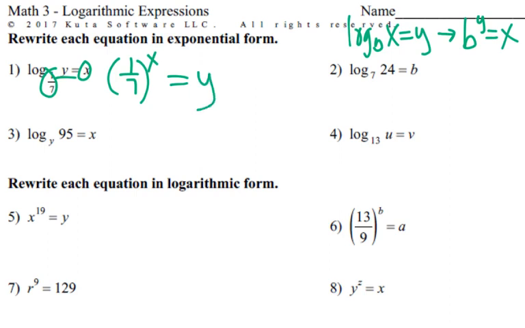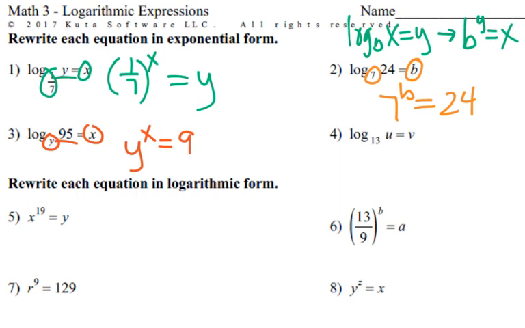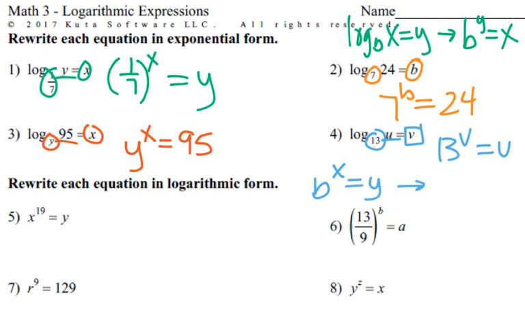Okay. Number 2, 7 to the b equals 24. Y to the x equals 95. And 13 to the v equals u. Okay, so when we're doing exponential form, it's just the opposite.